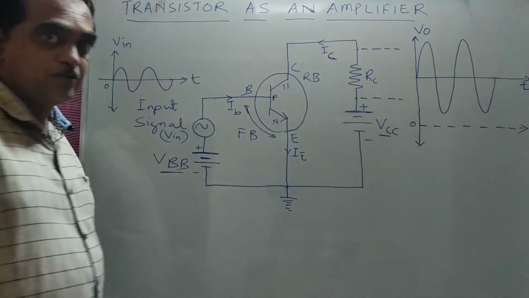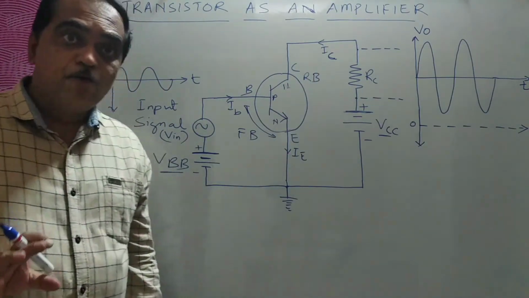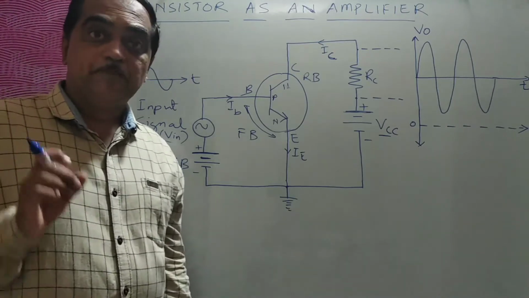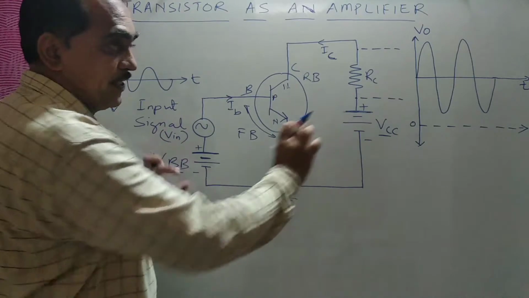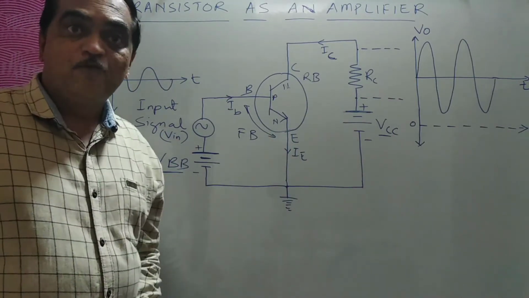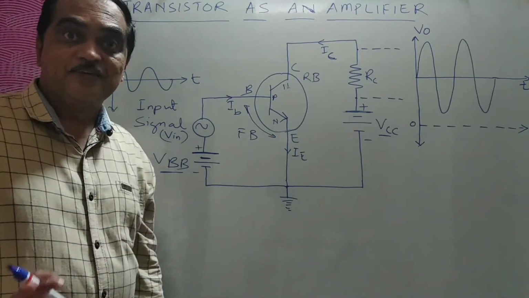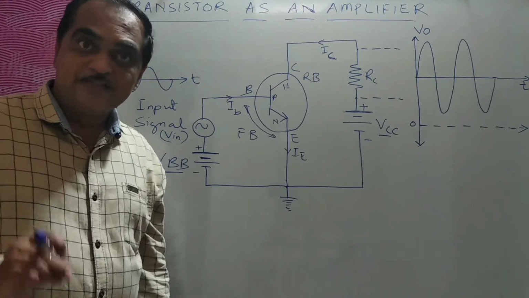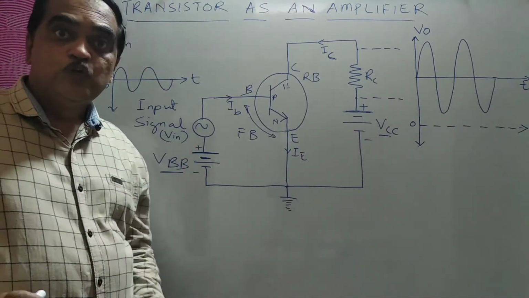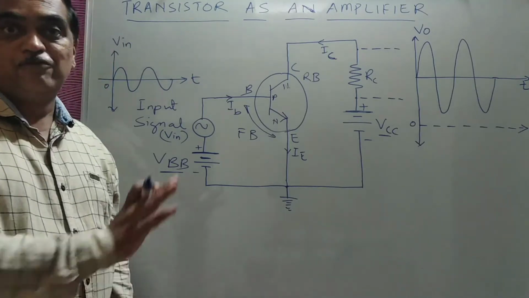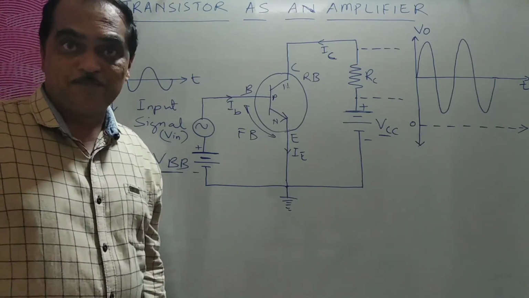So the basic thing before applying the actual input is that you have to give these DC voltages correctly. These are voltages for biasing. These are not your actual input. These are the ones which will make the biasing for the transistor to work as an amplifier.